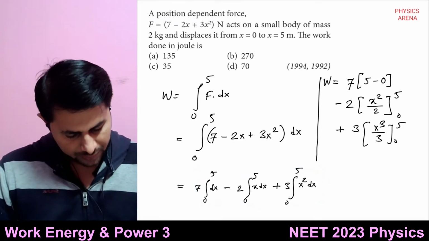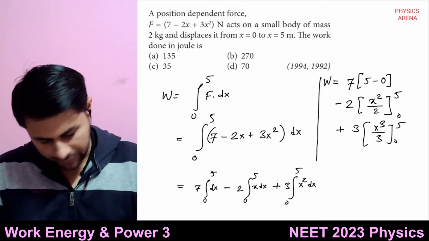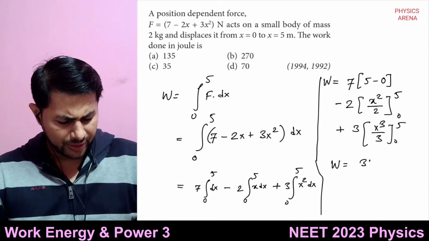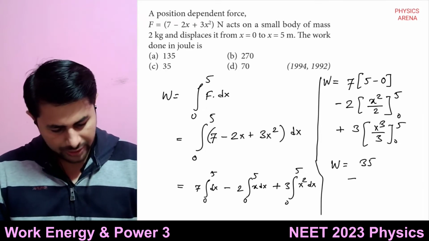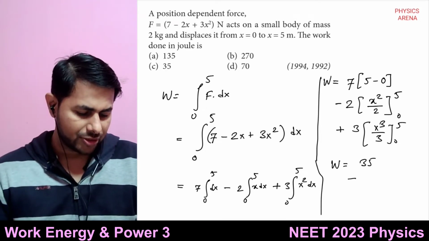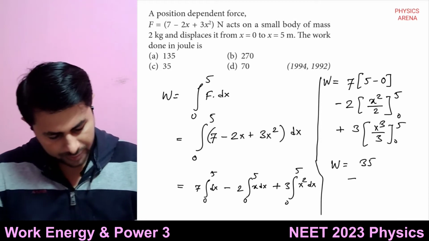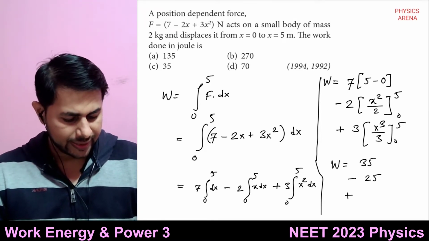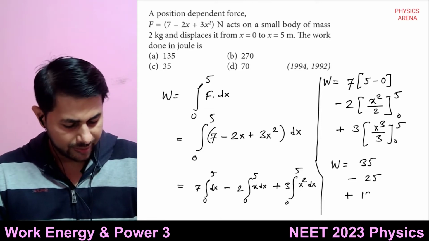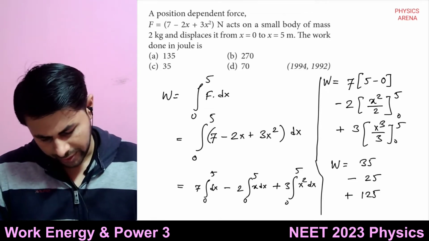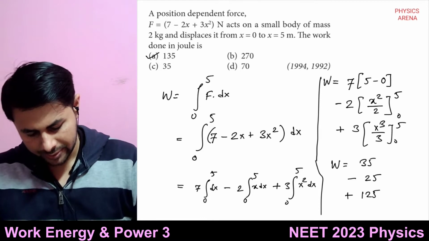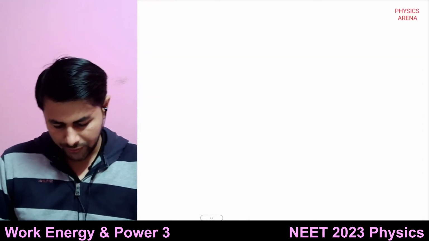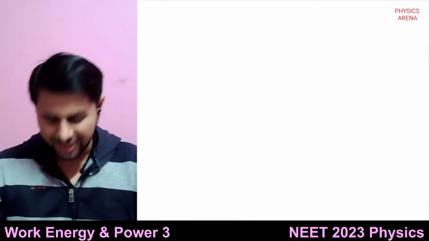All right, so W is equal to 35 minus this, 2 and 2 gets cancelled. So 5 square is 25, minus 25, and plus 3 gets cancelled. 5 cube is 125. So it is 135, right? Okay, very good. Anyways, so let's talk about the kinetic energy.